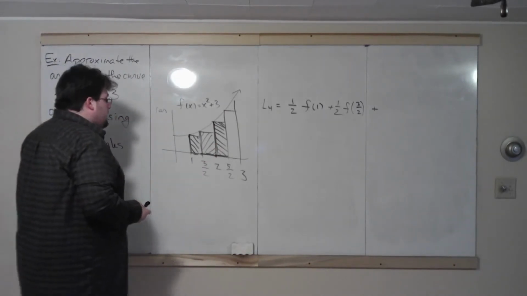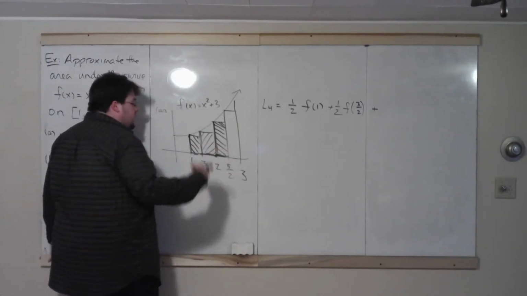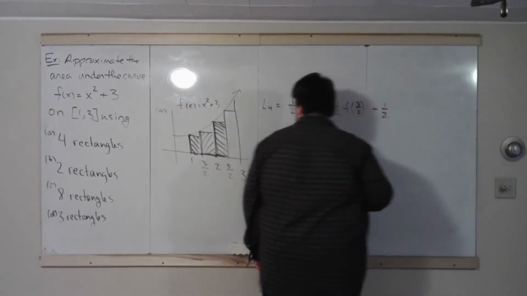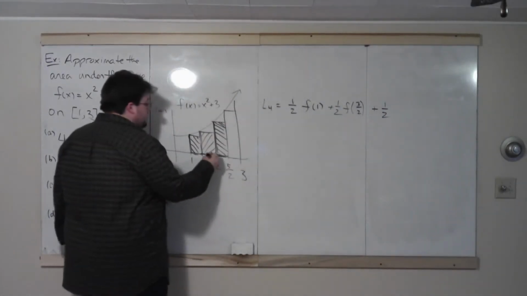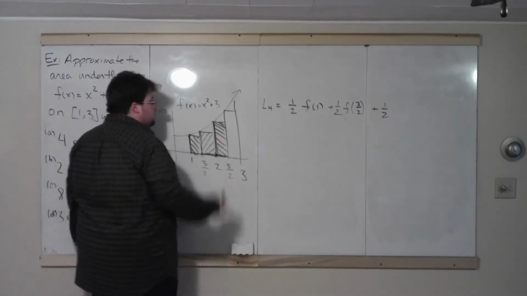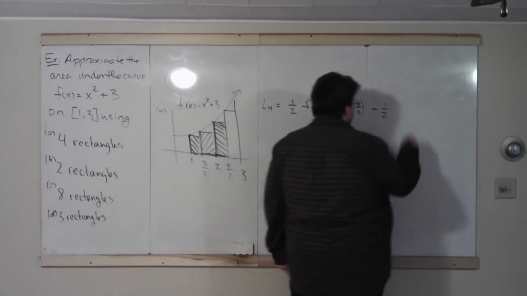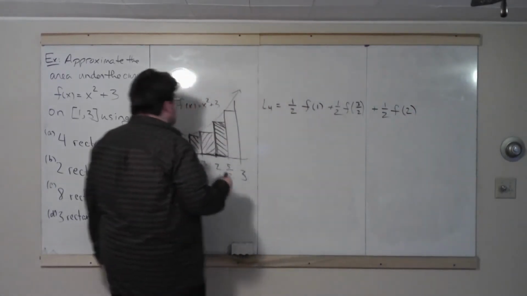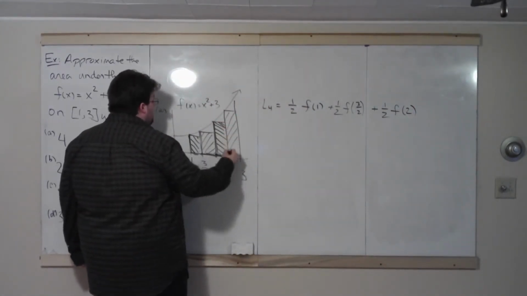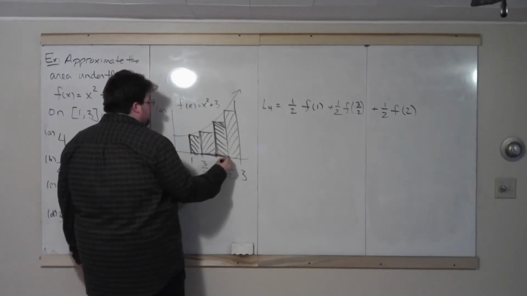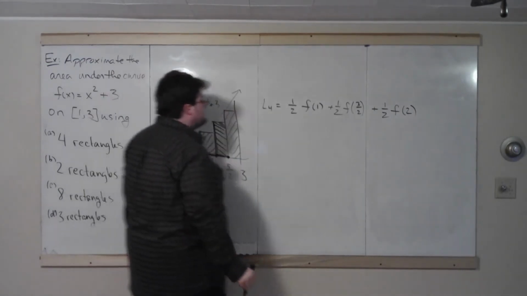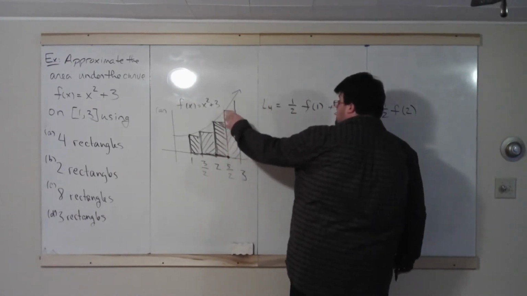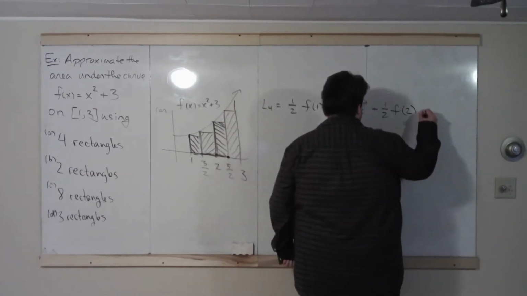The next one, the base is again length a half. They're all going to be length a half by construction. And the other side is given by the function evaluated at, in this case, 2. It's the y value corresponding to x equals 2. And the fourth rectangle, the base is again a half. The height is given by the function evaluated at 5/2. The height is this y value here. Function evaluated at 5/2.